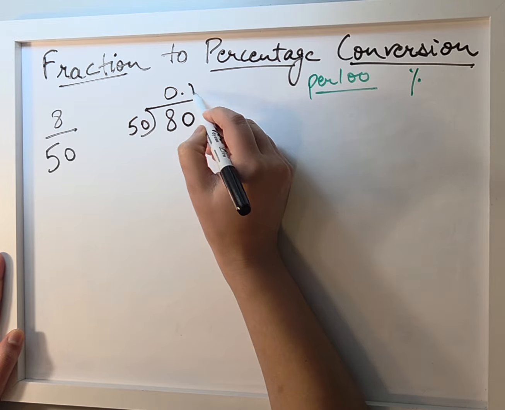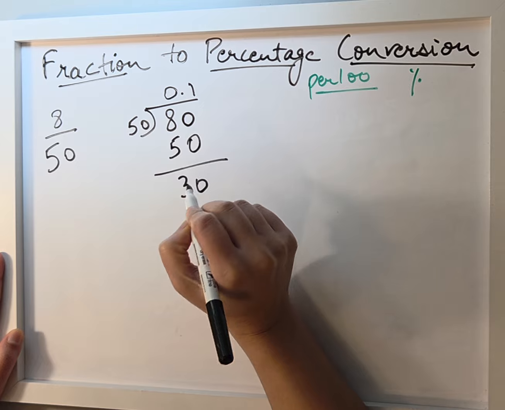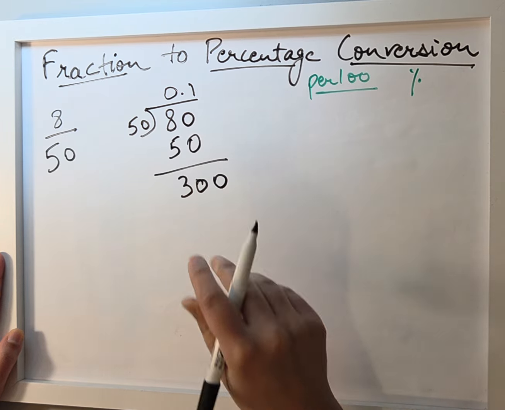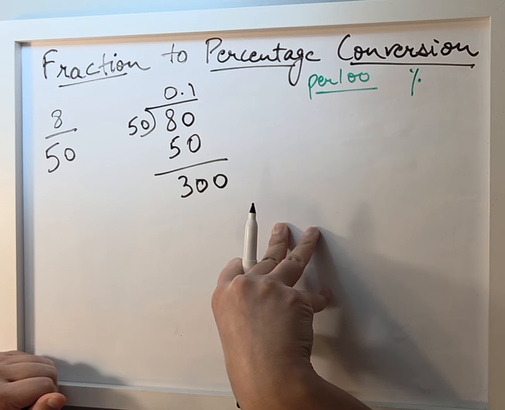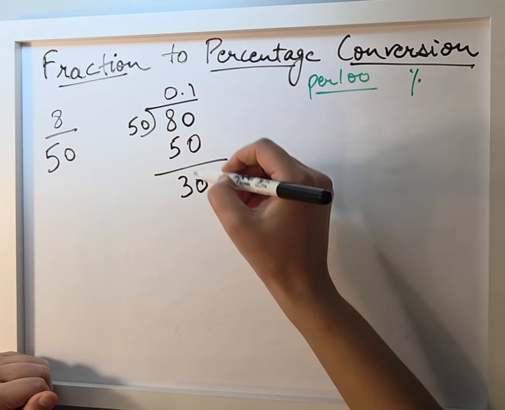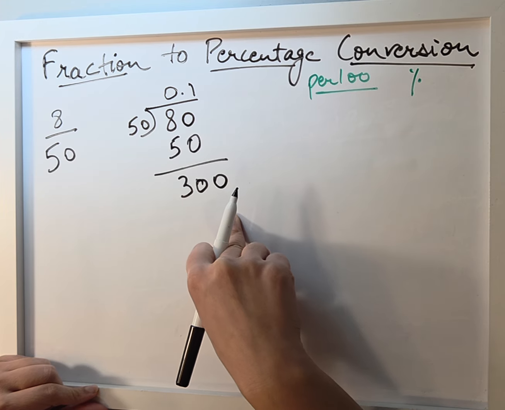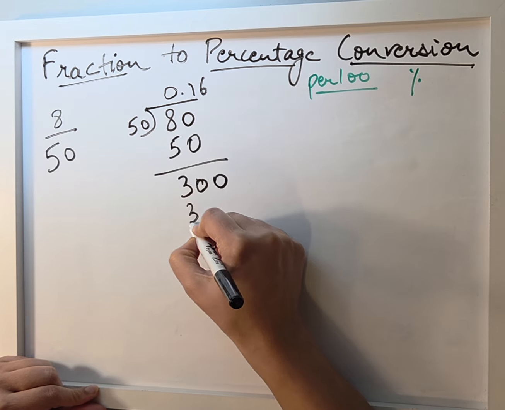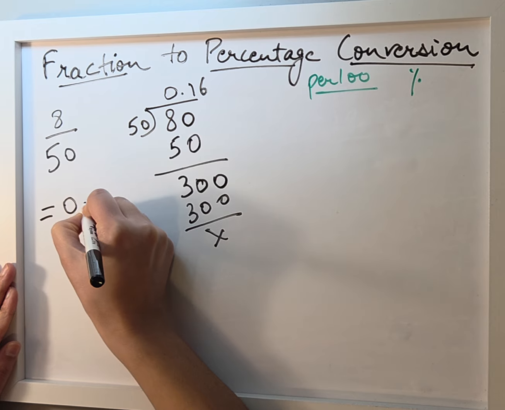Then 50 ones are 50. How much do we have left here? 30. Then we bring down an extra 0. If you ask how we bring down the 0, that we've learned in our division for decimals: whenever we have a decimal already added, we can bring down as many zeros as we want. So what do we multiply it by? 6. 50 into 6 is 300. So 8 by 50 can be written as 0.16.